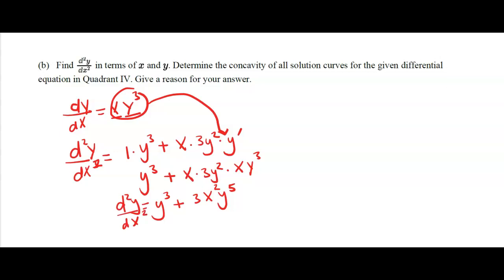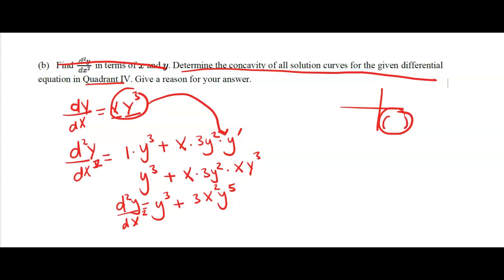Okay, so this first objective is done. Find the second derivative. Next it says determine the concavity of all solution curves in quadrant 4. Now quadrant 4 on an x and y axis is this quadrant down here. And in those quadrants, no matter what point you pick, the x is always positive and the y is always negative. So what we're going to do is the second derivative tells us about the concavity. So what I'm going to do is I'm going to plug in a negative for my y, and I'm going to plug in a positive for my x.